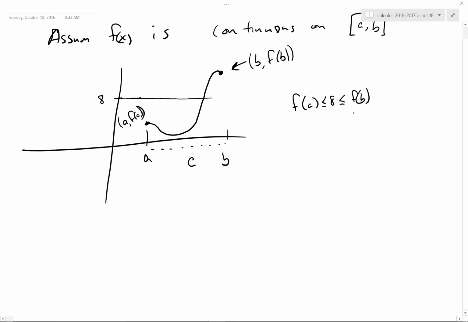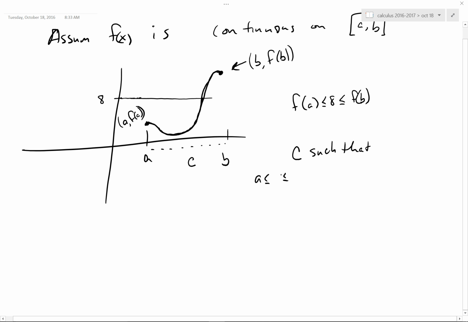But because it's a continuous function, one of the definitions of continuous was what? Well, it has to be able to be drawn without lifting your pencil. That's the layman's version of it. So therefore it had to cross that line right there. So in other words, there has to be some value of c such that c, of course, is between a and b.